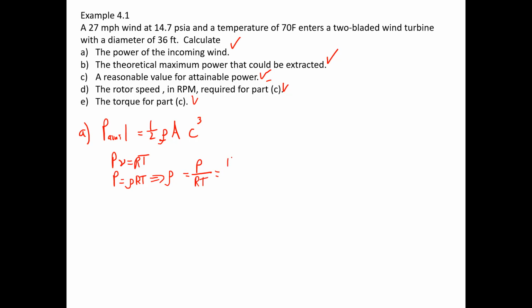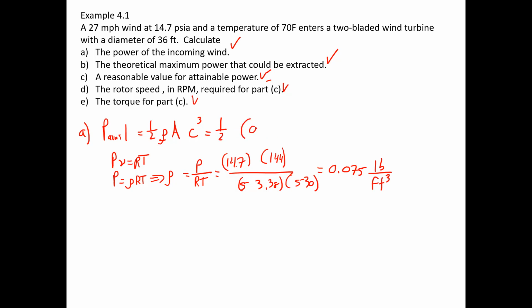So the pressure, again, is 14.7 psi. We'll multiply that by 144 square inches per square foot. The gas constant for air in English units is 53.58, and again that is multiplied by the air temperature in Rankine. That gives us an air density of 0.075 pounds per cubic foot, and we go back up and plug that number into the equation for the power.